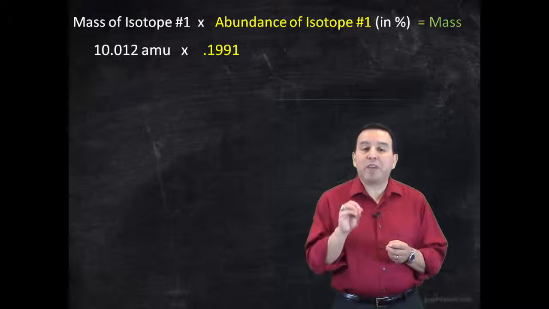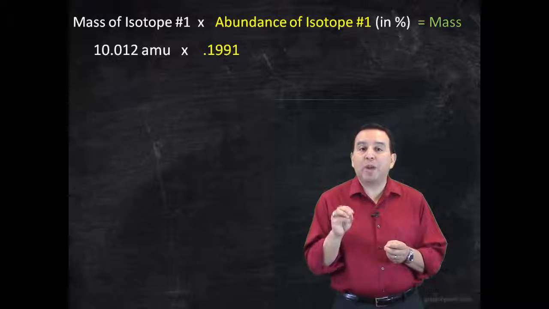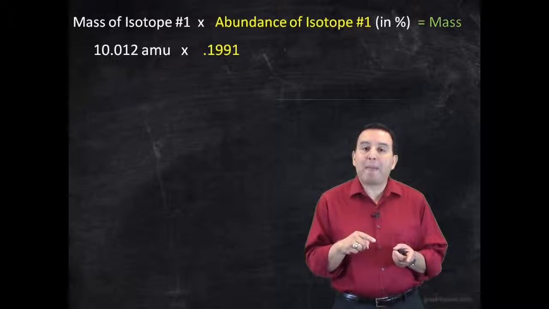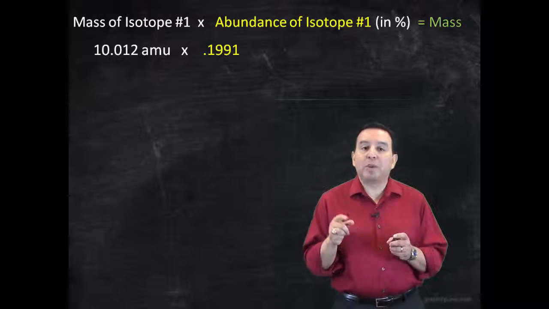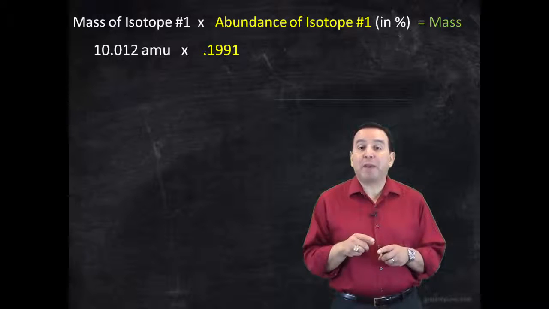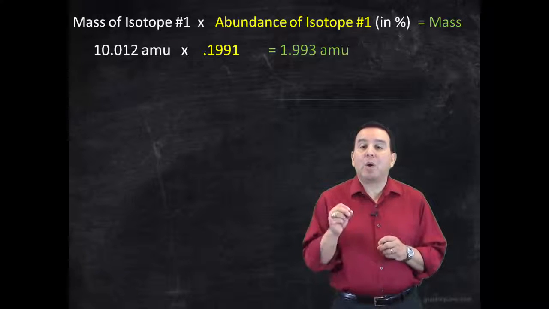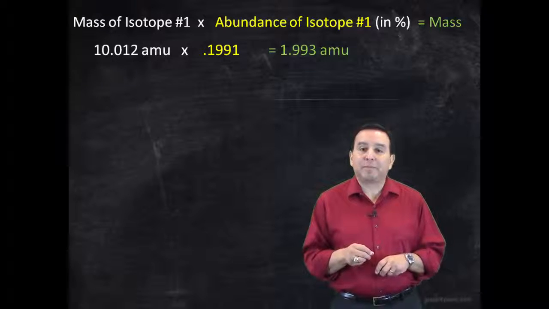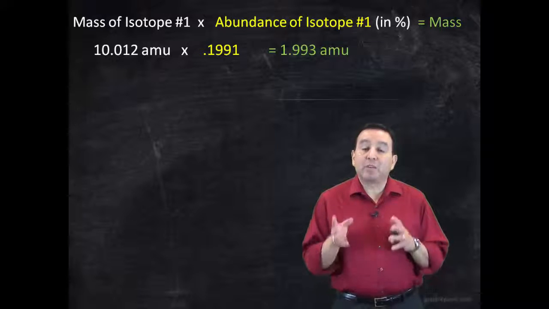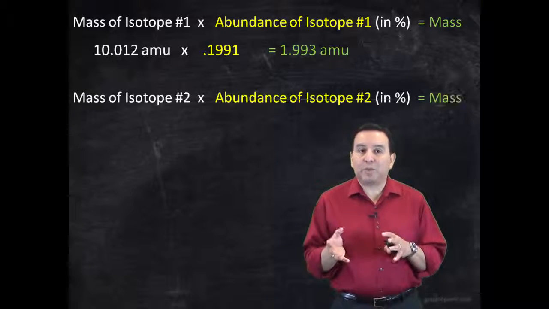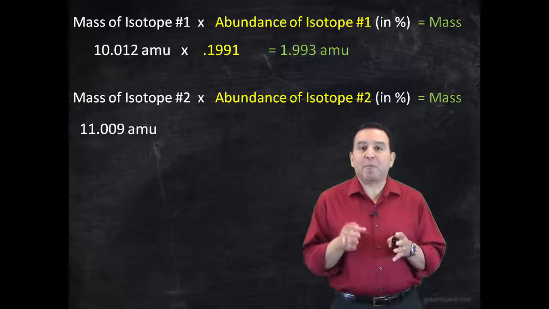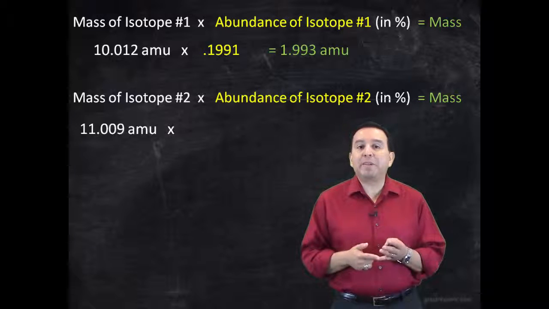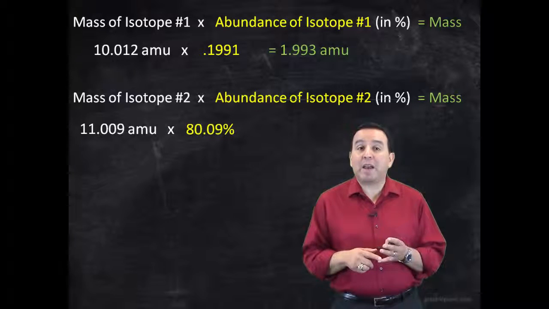So now we can use that 0.1991 as the abundance of the isotope and multiply it by the mass 10.012. You multiply them out and you get 1.993 atomic mass units. So let's do this to the other isotope. We know the mass is 11.009 atomic mass units times the abundance of 80.09.